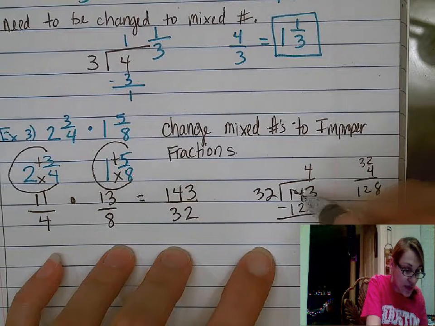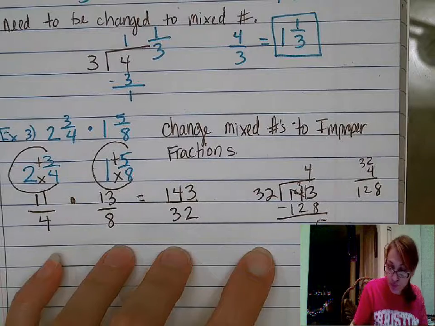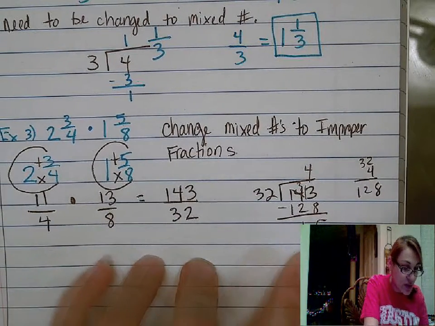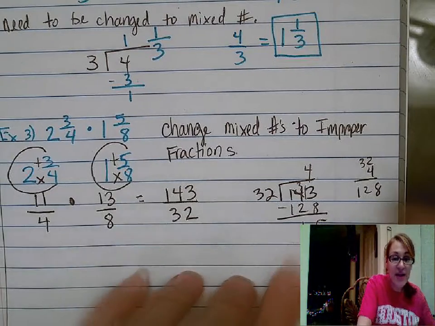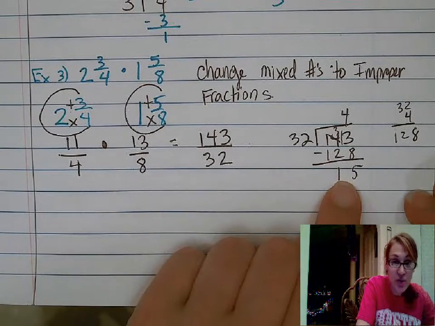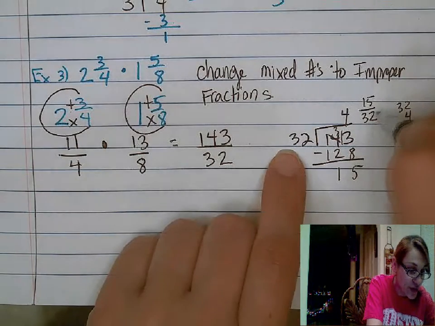So then we got to subtract that. 13 minus 8, that's 5. 3 minus 2 is 1. So we're going to leave that as a mixed number, so we're going to take our remainder. So it's 4 and 15 over 32.